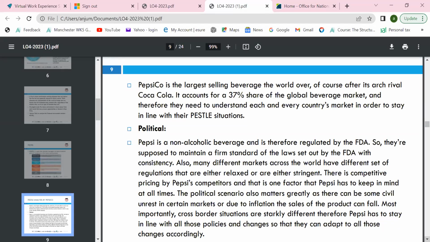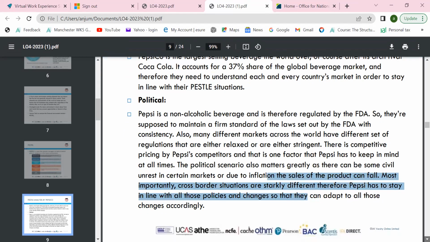We can look at political matters also. There can be civil unrest and others in certain markets. And we need to look at political stability and other political factors that all come under political.